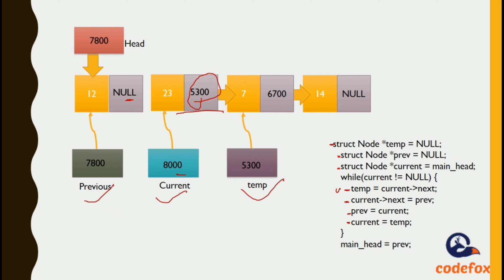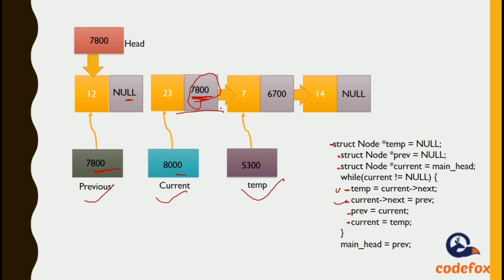Note that we keep a record of each node's address in these pointers, so that we don't lose any address, and we can easily replace those addresses for reversing the linked list. Okay, now let's see the next point. What is this? The current's next part, that is this part, should be replaced with the previous. Okay, so previous is 7800, and we'll replace this address into this current's next part.